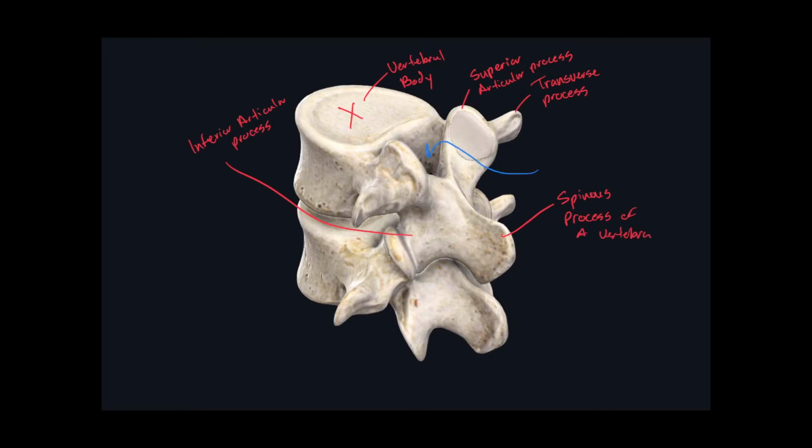This space right here is the vertebral foramen. And it's made up by the vertebral arch surrounding it. The vertebral arch is made up by two different landmarks. First, the sides are called the pedicles of a vertebral arch. And the roof of the vertebral arch is called the lamina of the vertebral arch.